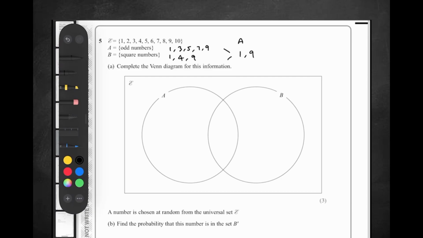So I'll just write A and B here, and I'll cross these off of my list. Then that means in circle B, we just have to put number 4. In the midpoint, we can put 1 and 9. And in circle A, we can have 3, 5, and 7. And then on the outside, we'll have everything that's left. So that'll be 2, 6, 8, and 10.